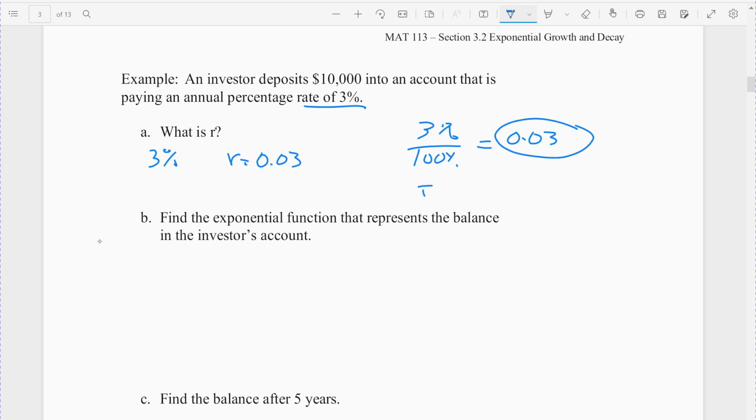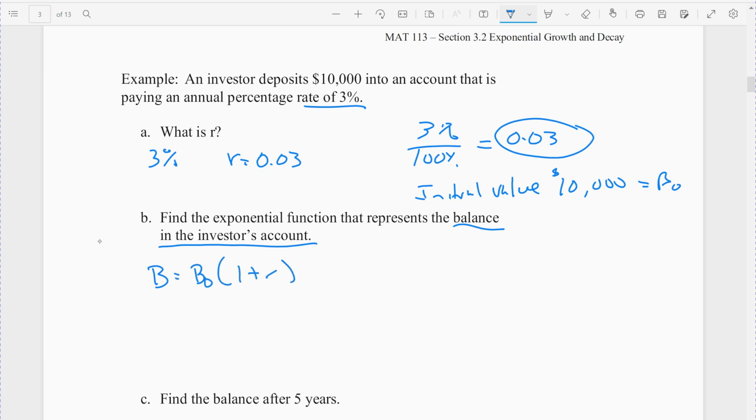The initial value is the original amount deposited, the 10,000. Right, find the exponential function that represents the balance in the investor's account. So balance, I'm going to use B for balance. So this would be my initial balance, B naught. So B equals B naught times (1 plus R) raised to the T.